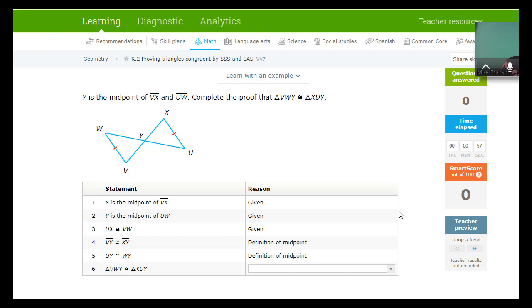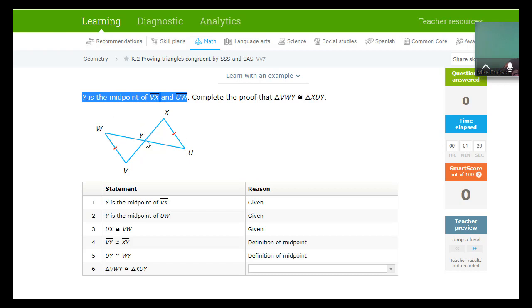This is the one, IXL, dealing with triangle congruence by side, side, side, and side, angle, side. So we're going to see if we can apply some of these things. Let's take a look here. Y is the midpoint of VX and UW. So there's our given. I could highlight the given right there. And we're going to complete the proof about the triangles being congruent.